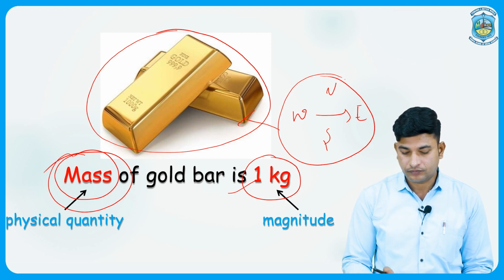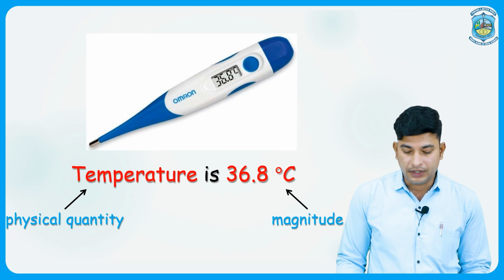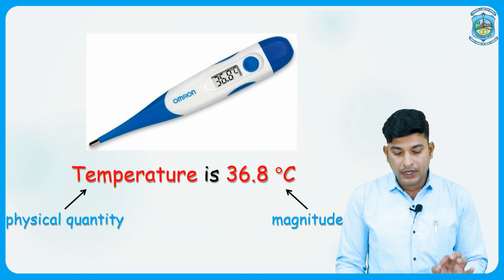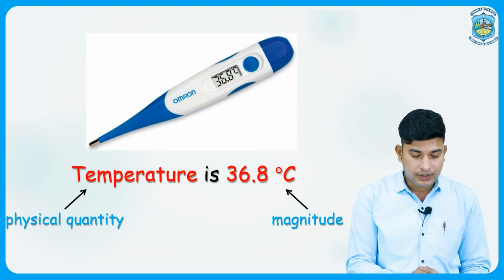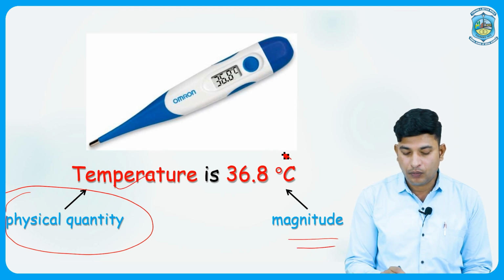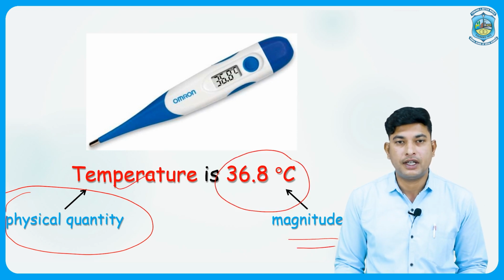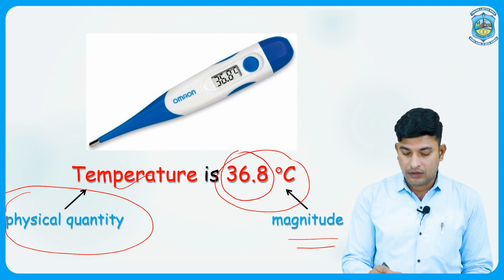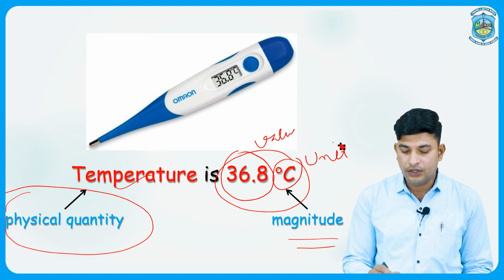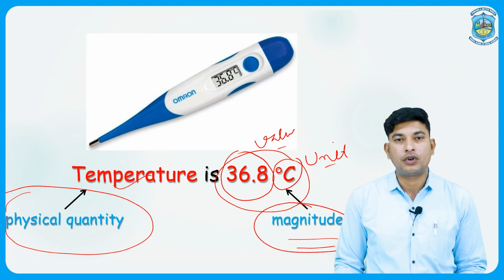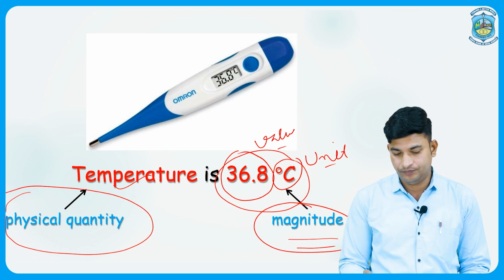Another example: temperature, 36.8 degrees Celsius. It can be counted or measured in any direction. The magnitude is sufficient. The physical quantity is temperature, and the magnitude is 36.8 degrees Celsius. This 36.8 is the value we have, and degree Celsius is the unit. So these two together make the magnitude, and that is sufficient for scalar quantities.